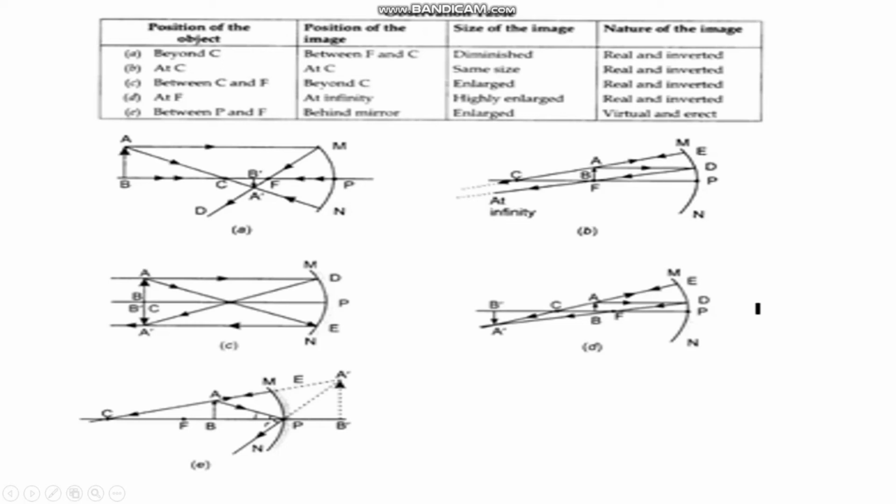In the tabular form we are given beyond C, at C, between C and F, at F, between P and F. You see here, when we place the object between F and P, the image will be enlarged, virtual and erect. So this is a very important concept: the object placed at different points on the principal axis in the case of a concave mirror.